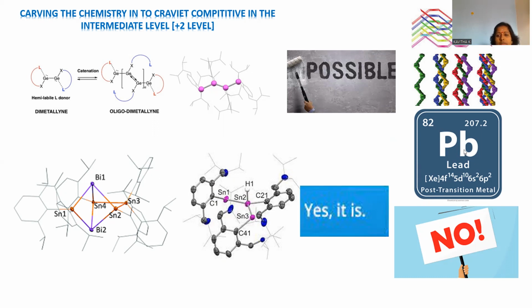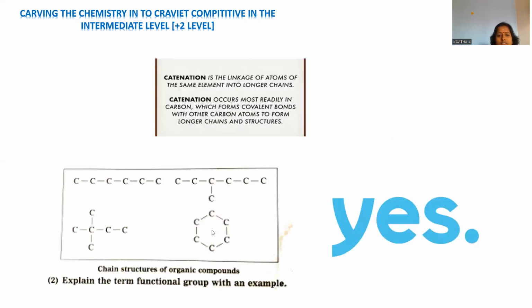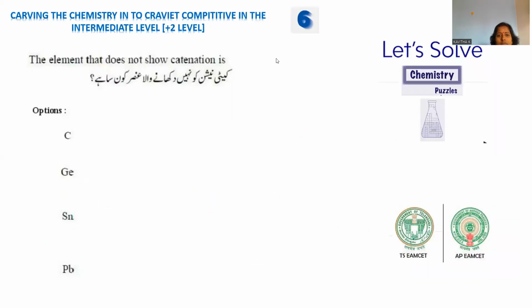All are able to give catenation except lead. Lead does not have this catenation property. The self-linking, chain forming tendency is not present. The right answer for this question, question number 6, the last question of the session, will be lead. For question number 6, option number 4 is the correct answer. Lead is not able to give catenation.